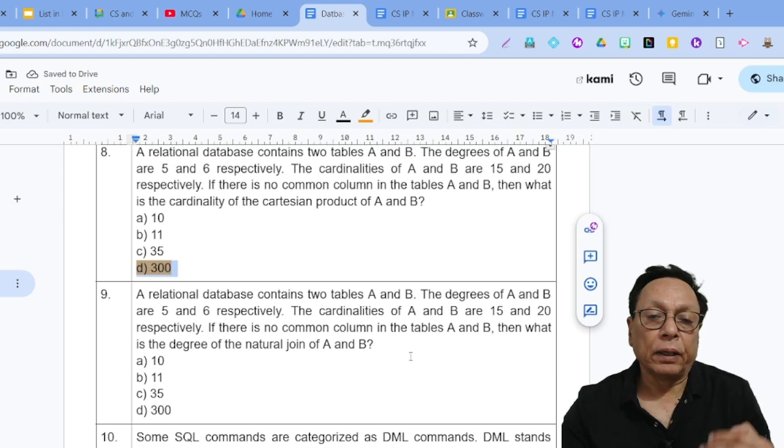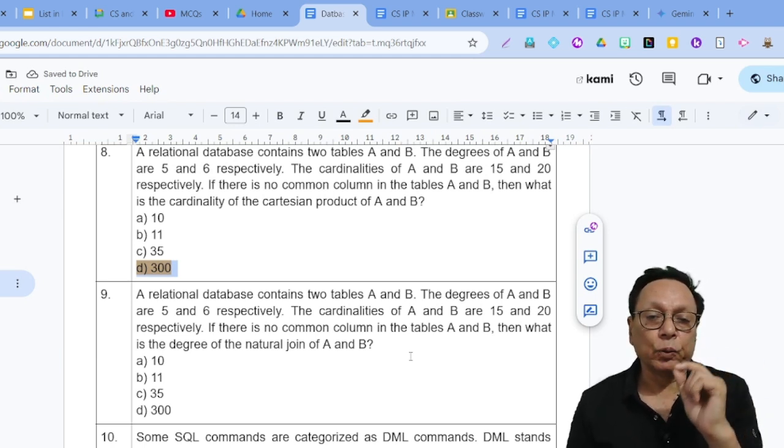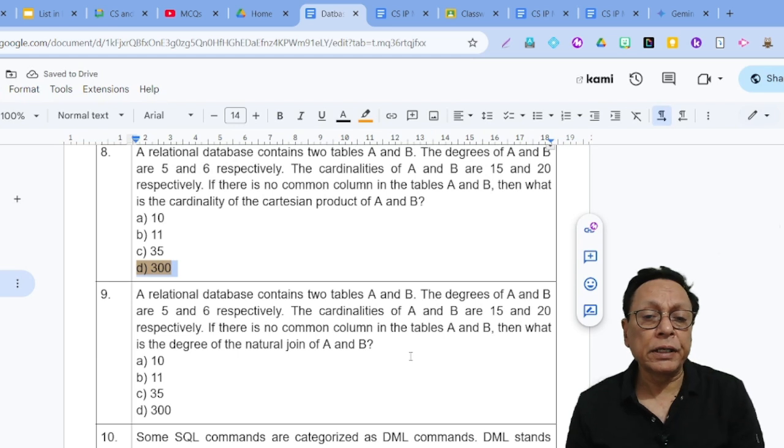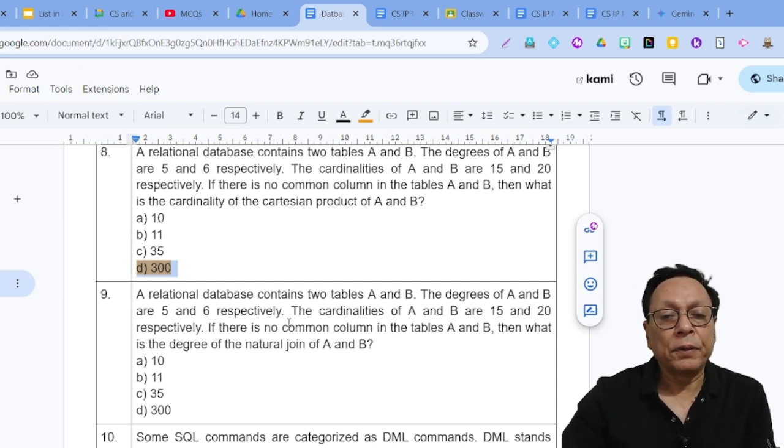So in one of the questions there was a common column, and the degree was 11 minus 1 because of the common column. That is why the degree was 10, and this time there is no common column, and that is why the degree will be 11 only. So you should go with option B.